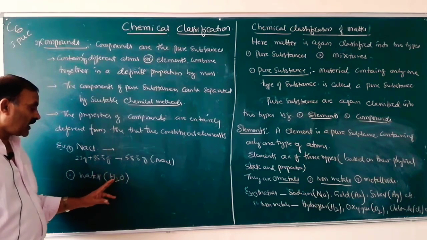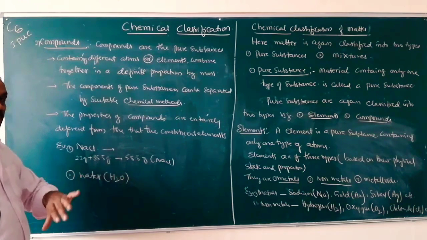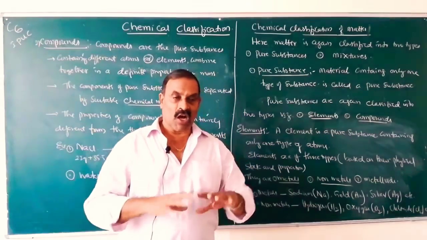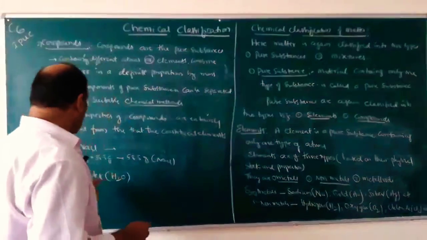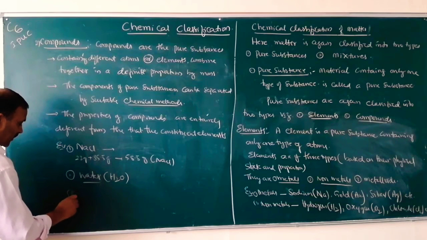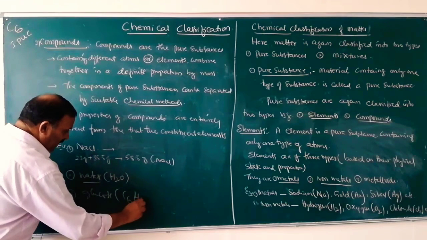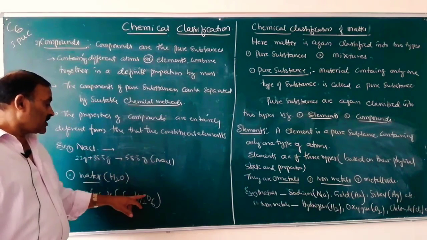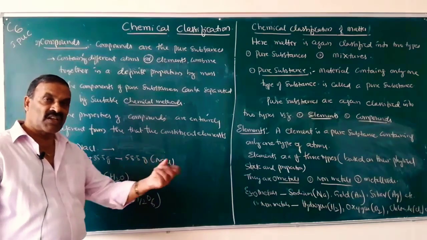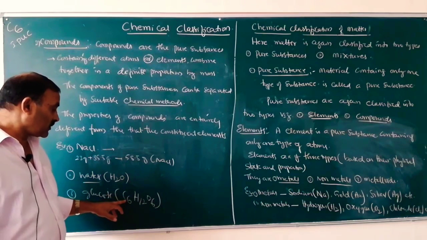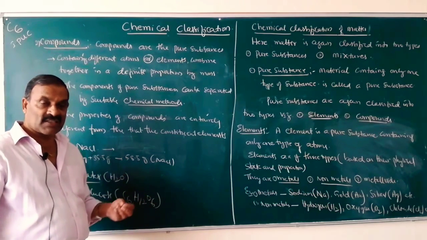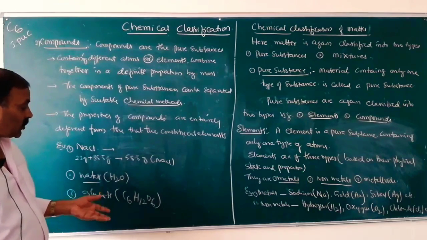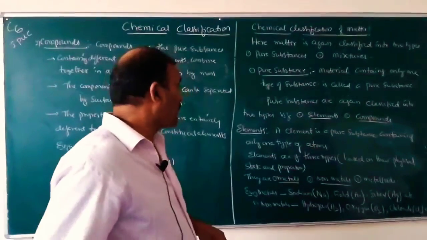The components of water, namely hydrogen and oxygen, cannot be separated by physical methods. We cannot remove hydrogen or oxygen physically, but they can be decomposed or separated by electrolysis. So, examples: sodium chloride, water. Number 3, glucose. What is the formula of glucose? C6H12O6. Glucose is formed by the combination of carbon, hydrogen and oxygen, combined in this ratio: 6 atoms of carbon, 12 atoms of hydrogen and 6 atoms of oxygen, in definite proportion by mass. These constituents cannot be separated by physical methods, but they can be separated into the constituent elements by chemical methods.